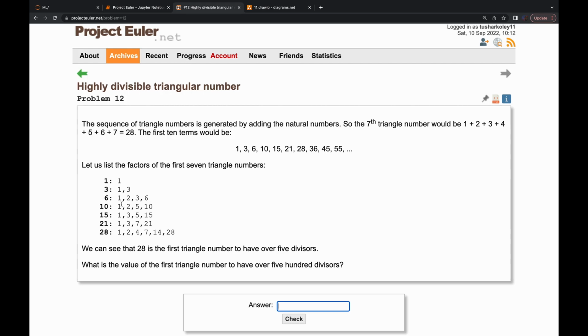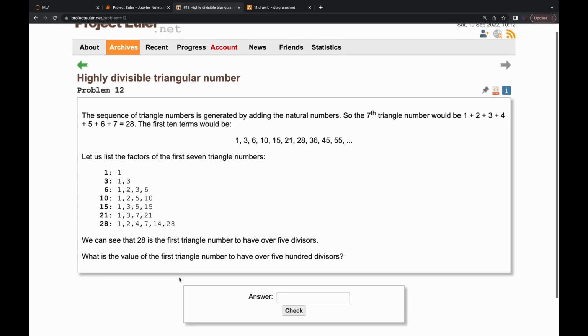If you look here, we are considering the first number and the last number as factors. For example, for 28, we are considering 1 and 28 also as factors, and the remaining 2, 4, 7, 14. So 28 has 1, 2, 3, 4, 5, 6 factors, which is more than 5. So the question says 28 is the first triangle number to have over 5 divisors. Now, what is the value of the first triangle number to have over 500 divisors?